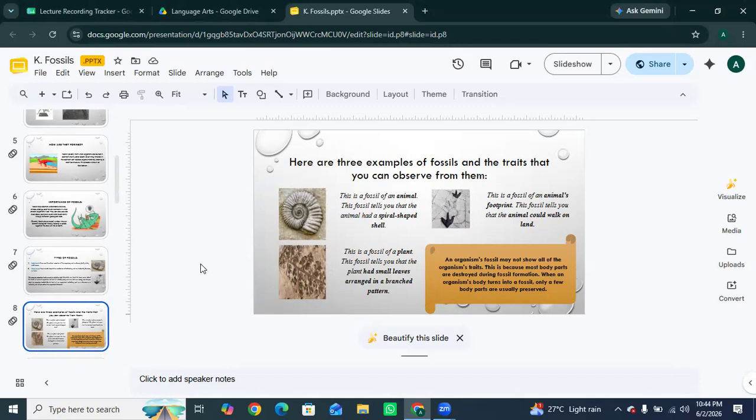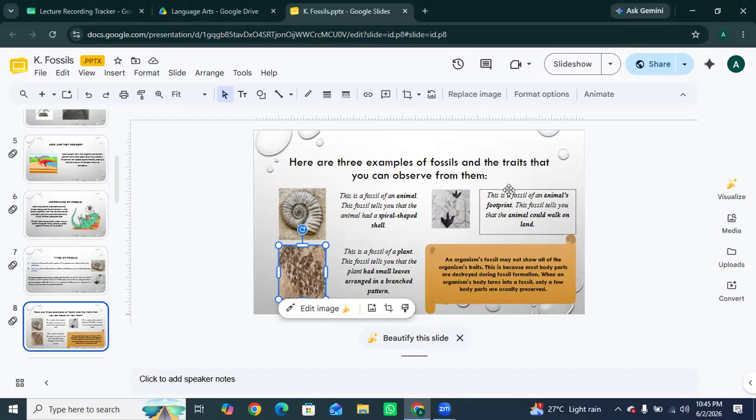Okay. So the next one is, here are three examples of fossils and the traits that you can observe from them. Okay. So this is a fossil of an animal. Like, this fossil tells you that the animal had a spiral shaped shell. Okay. And this is a fossil of a plant. The fossil tells you that this plant had small leaves arranged in a branched pattern.